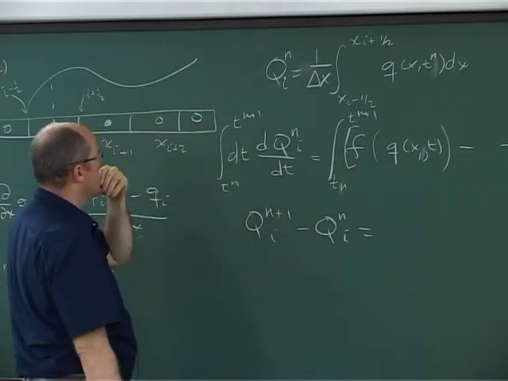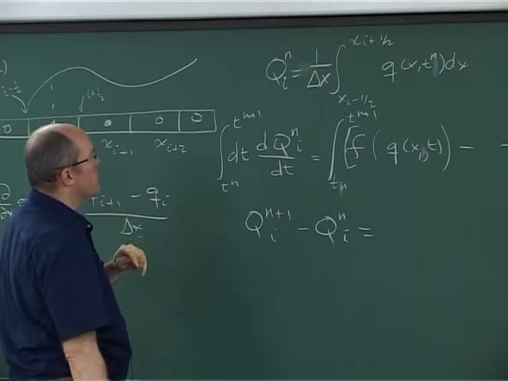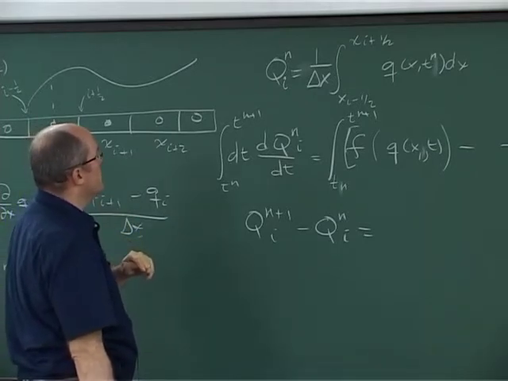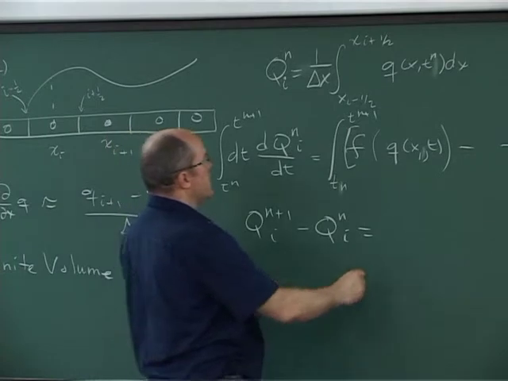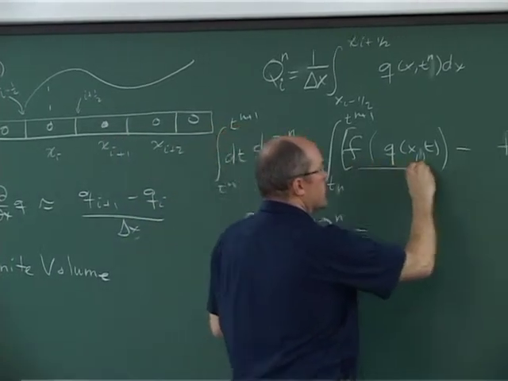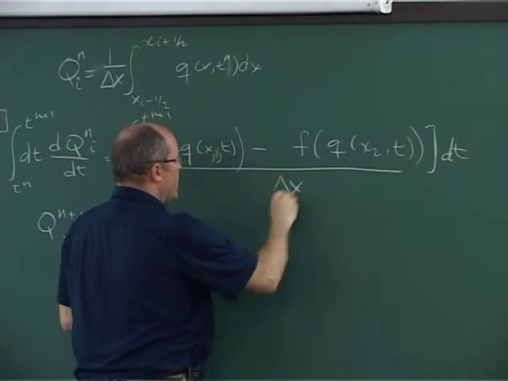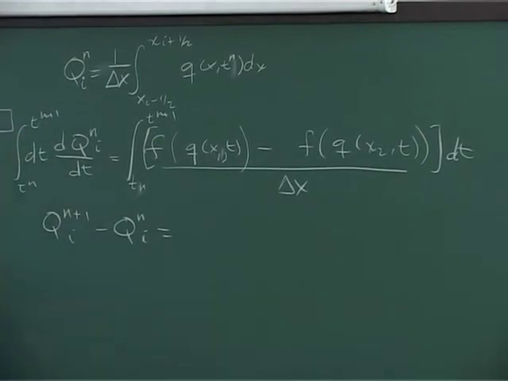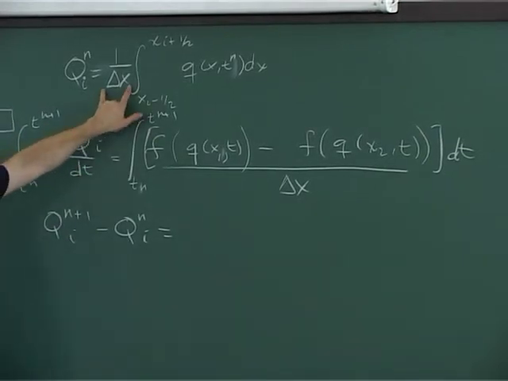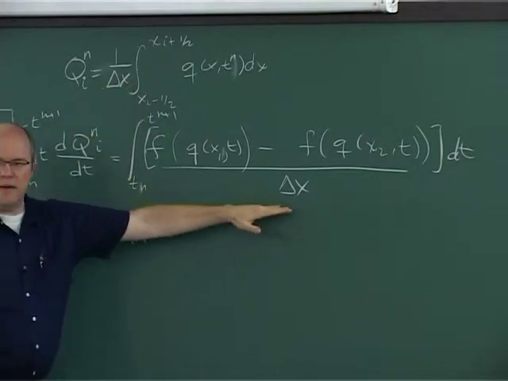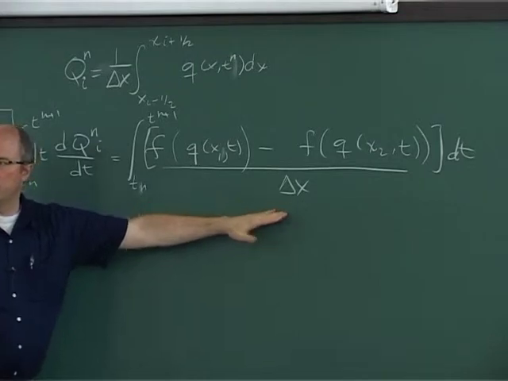Then on the right-hand side, oops, what did I do wrong? I'm missing a delta x, because I needed to divide this by delta x. Why did I have to divide that by delta x? Because my q here I defined differently from the continuum case, with an extra delta x in the denominator. So when I wrote down the flux, I need to have this delta x in the denominator as well.